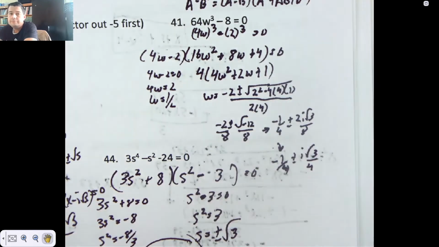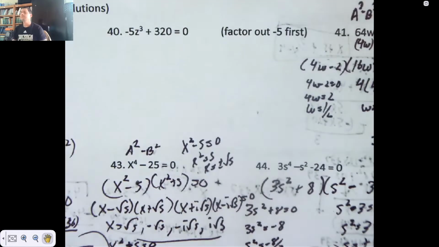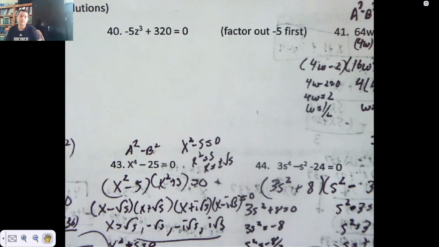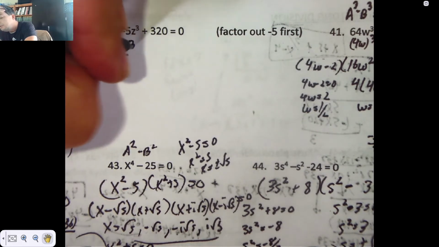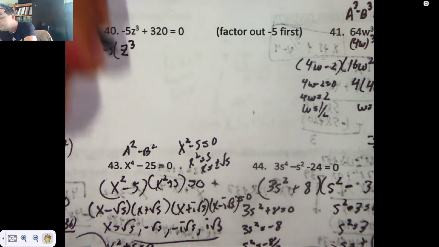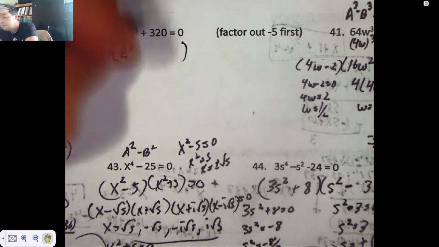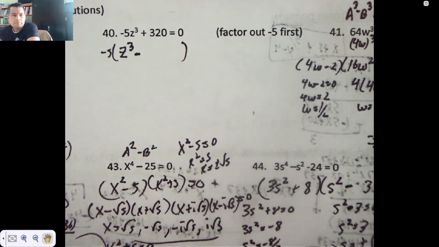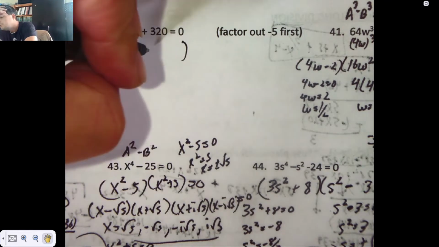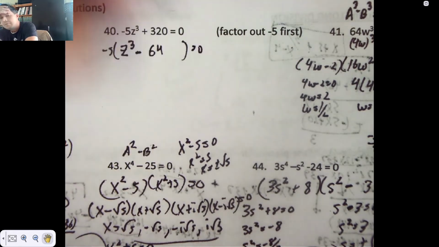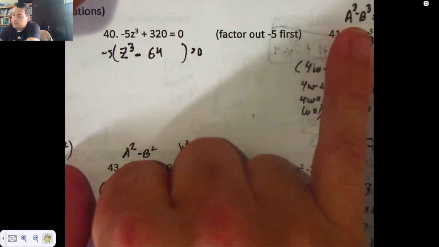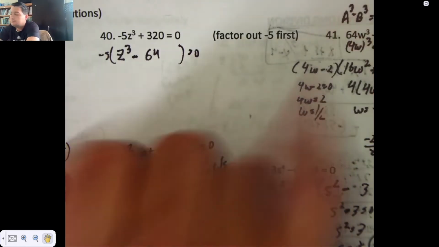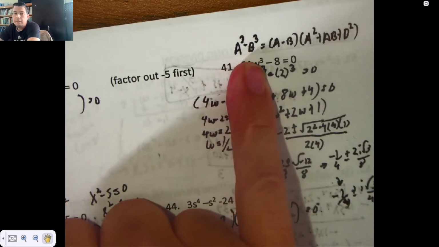And there's that one. On to 40. The hint on 40 is that you should factor out a negative 5 first. If you do that, it becomes z cubed. Let me pull that negative 5 and show it. Not plus anymore. Minus what? 64? Sweet. I'm happy it's what it is. Because now it's the same pattern as I used in 41. So if you glance over at 41, I wrote it down. That's the pattern I'm using.